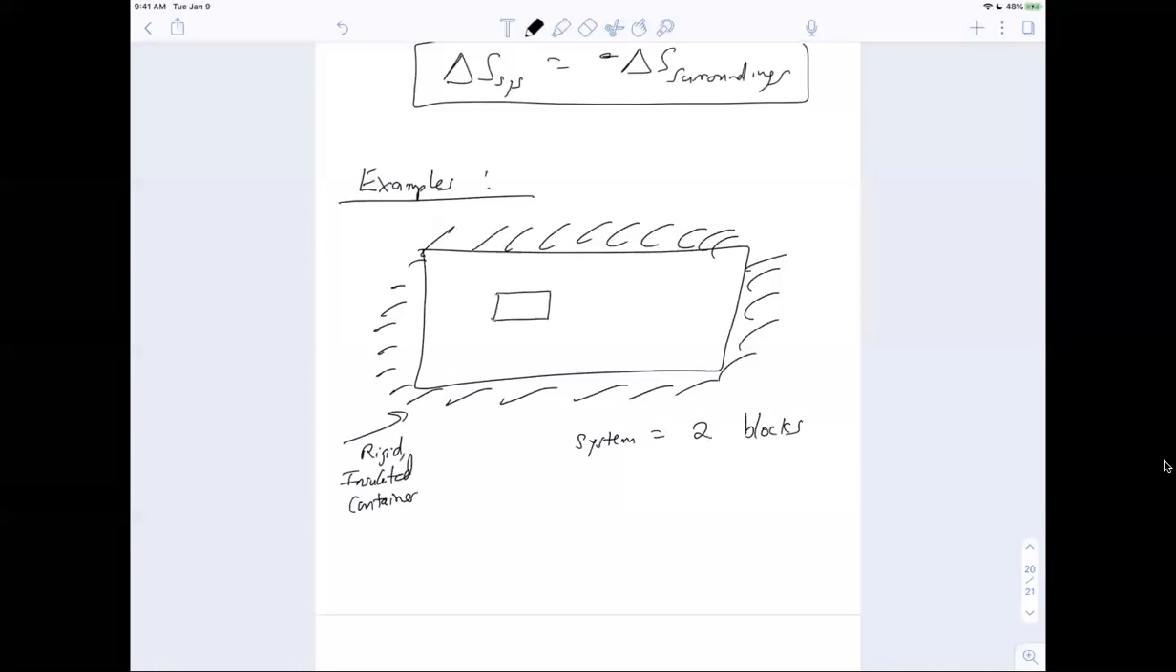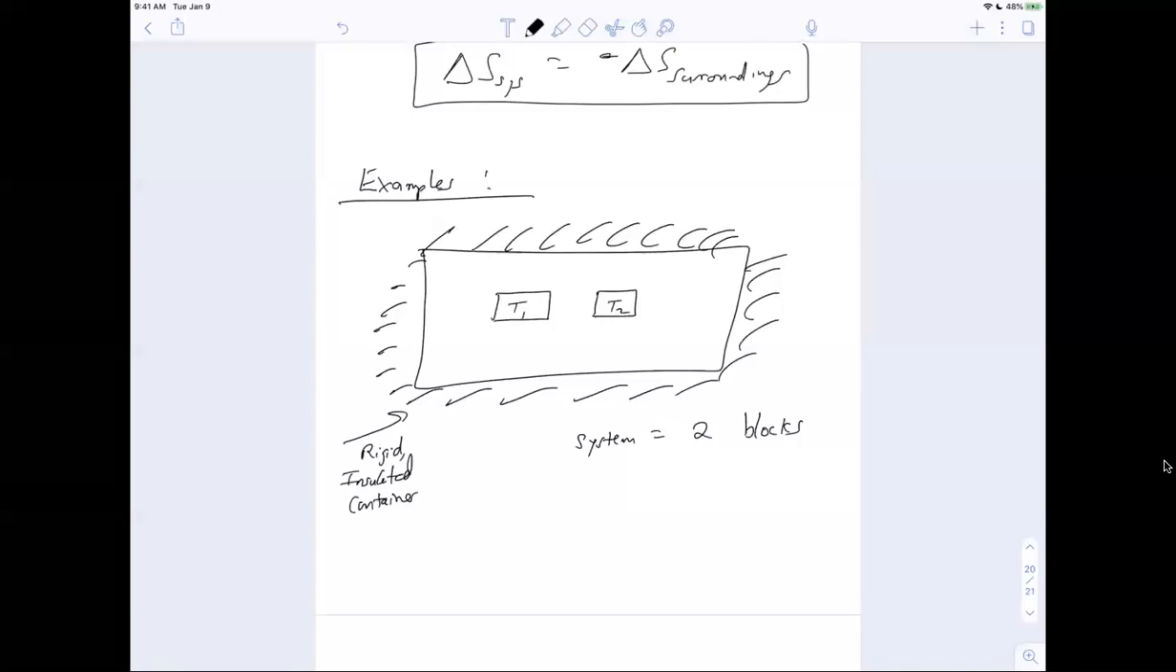Here's the first one, and that block is going to be at temperature T1, and we have another block at temperature T2 initially. So we have two blocks. That's our system, and that system is put in a rigid, very well insulated container so that there's no interaction in terms of heat and work between our system and the surroundings. And as you've seen in thermodynamics, we can do all sorts of games.